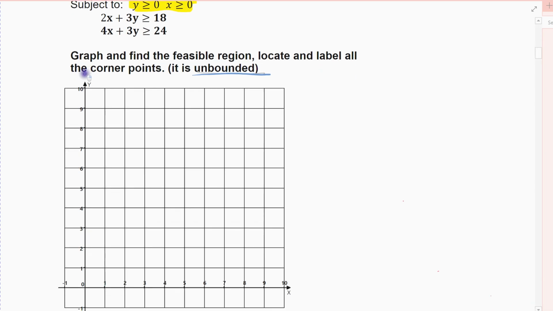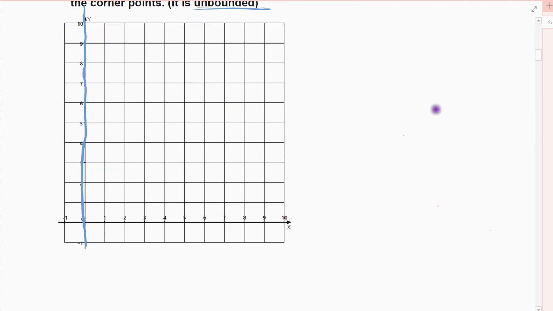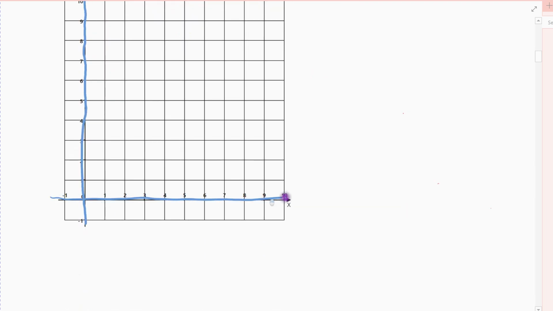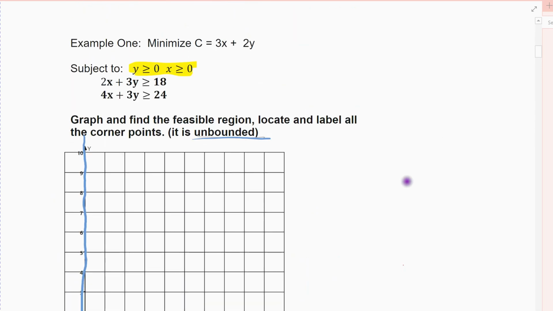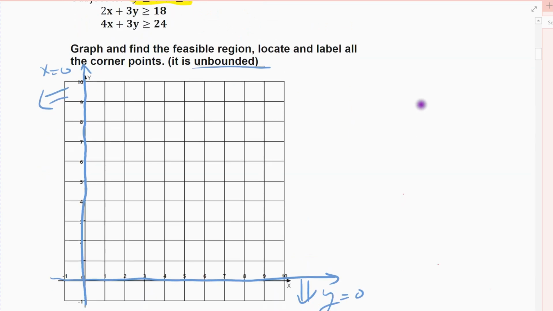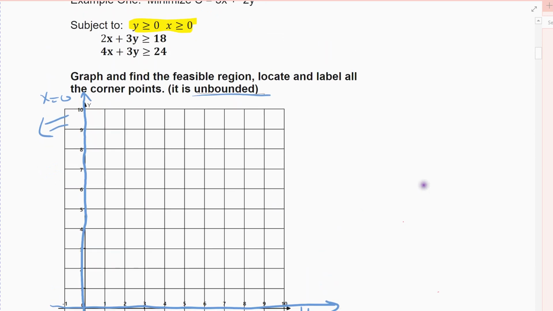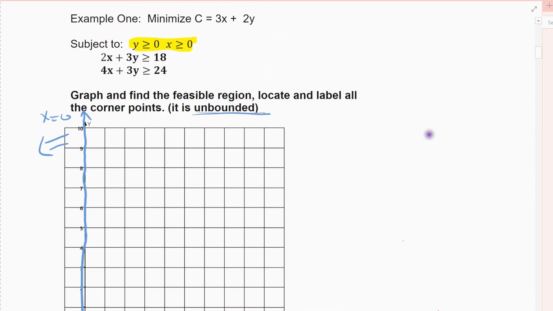First of all, I have to be positive, so my x-axis and y-axis are boundaries. Remember, my x-axis is y equals 0, and I want to shade above that. My y-axis is x equals 0. I want to shade to the right of that. I'm going to save my shading for the end. Now I'm going to graph my two functions. I'm going to start with the first function, which is 2x plus 3y equals 18.